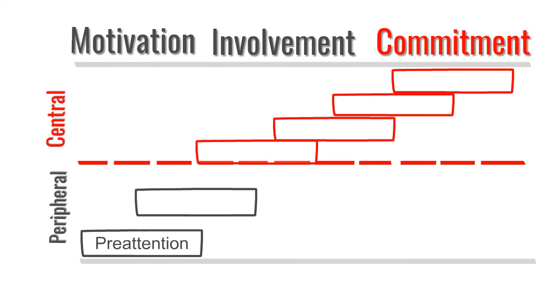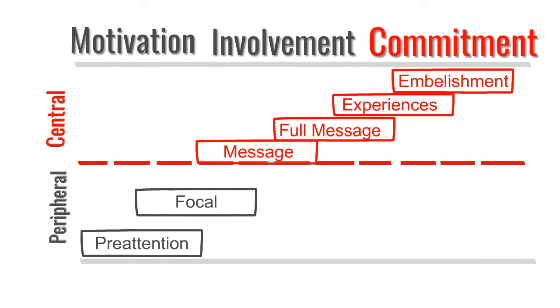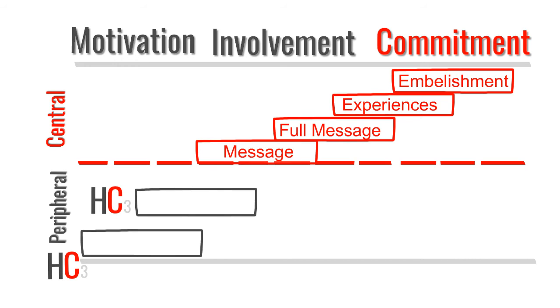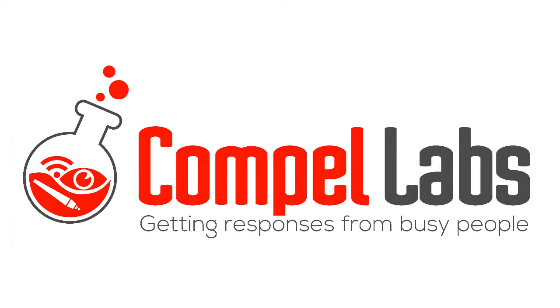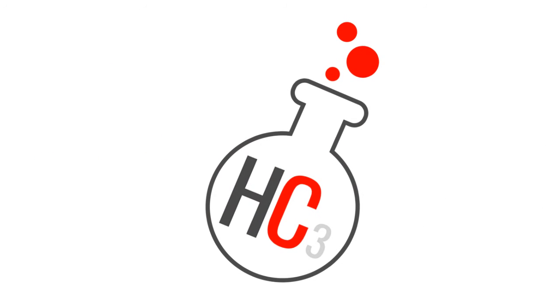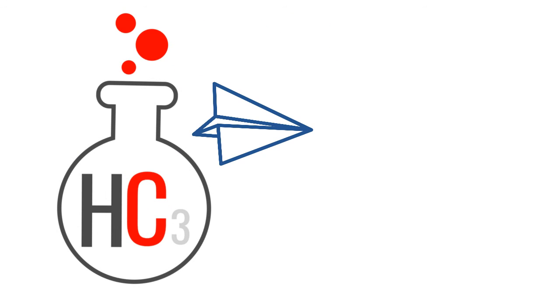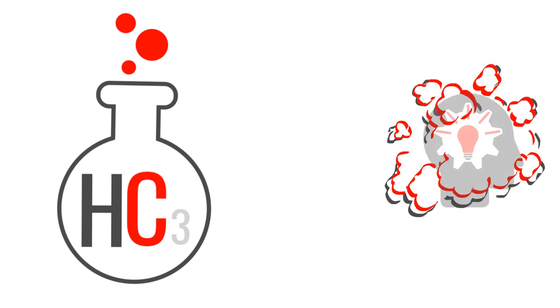There are 6 levels of cognitive involvement to reach the commitment zone. The components of HC3 are tailored to take you through each one of these levels to get the response you want. At Compel Labs, HC3 is the foundation for getting responses from busy people. Structuring your sales information with HC3 creates messaging and conversations that reach the modern prospect.